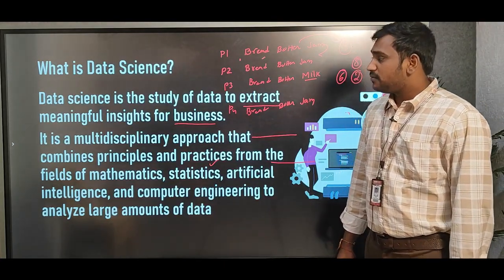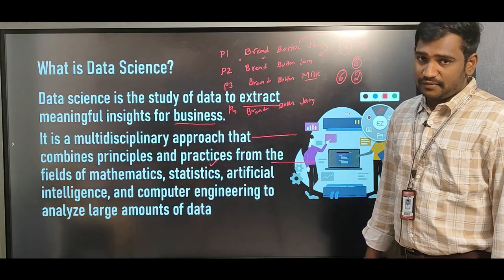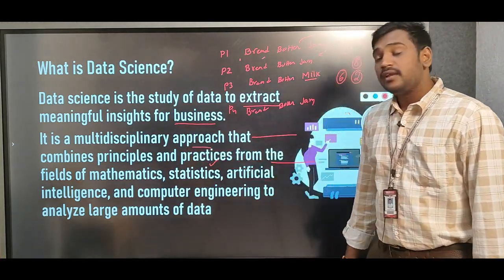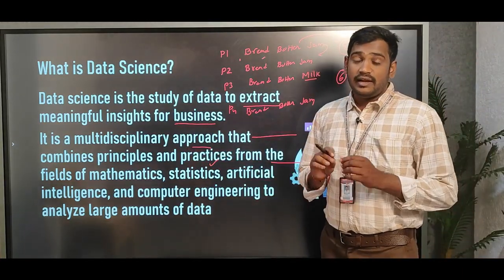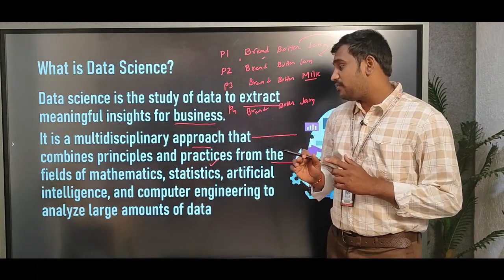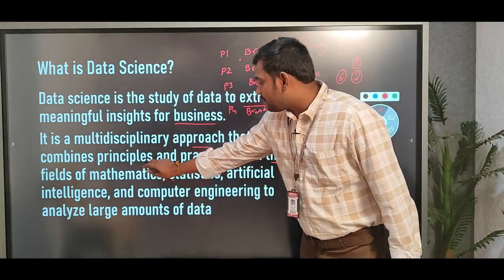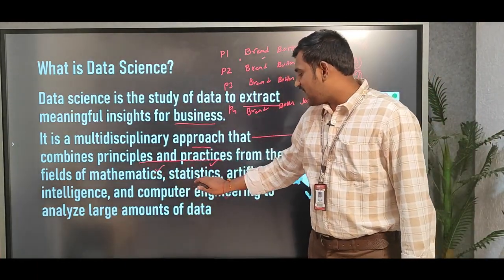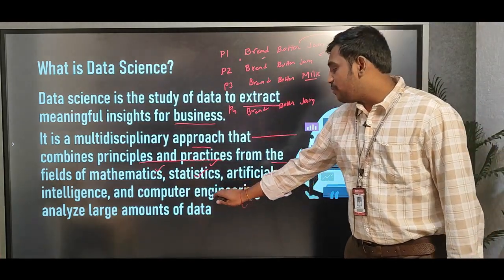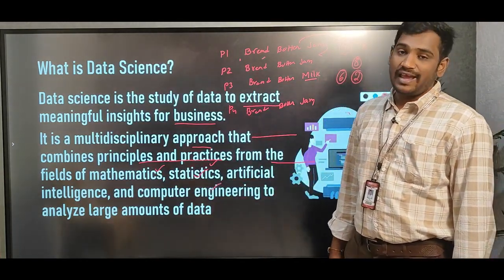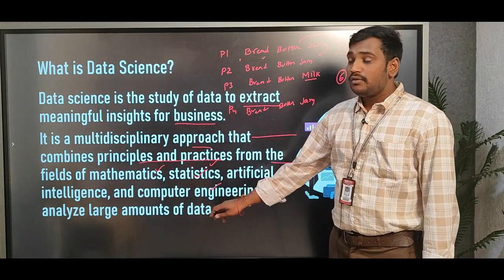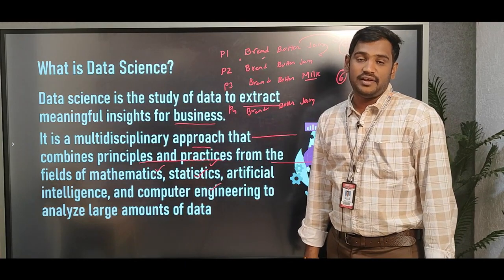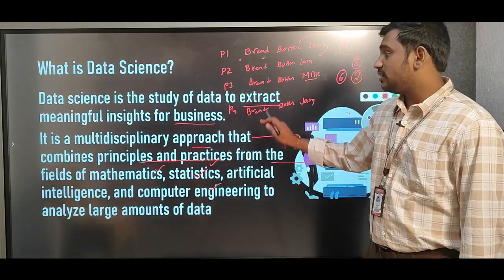Okay. So this is the simple definition of data science. Also, it is a multidisciplinary approach. Multidisciplinary approach means it is not a single subject. It is a combination of principles and practices from the fields of mathematics, statistics, AI and computer engineering to analyze large amounts of data. Having more knowledge of these subjects will be an added advantage to learn data science. So this is data science.